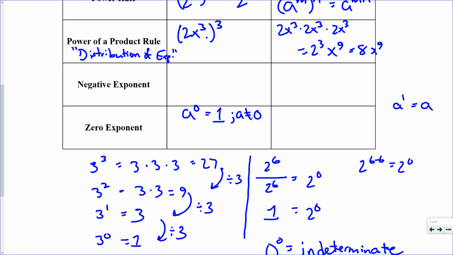That's got to stay. But that's true for anything. So as long as a is not 0, if I have, say, 5 to the 0, that's equal to 1. And the best logic, the easiest way I can write it here is this argument right here, where if I have, say, 5 to the 6th divided by 5 to the 6th equals 5 to the 6 minus 6, that's 5 to the 0, but anything divided by itself is just 1.